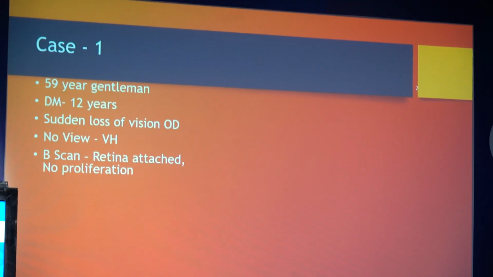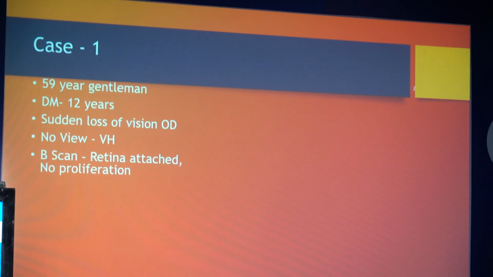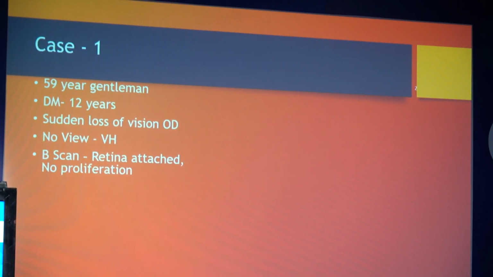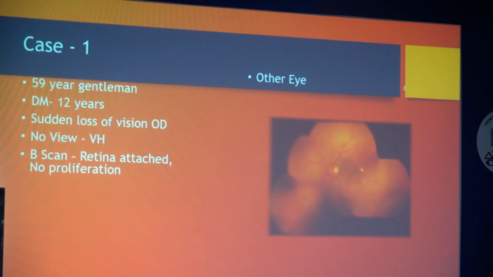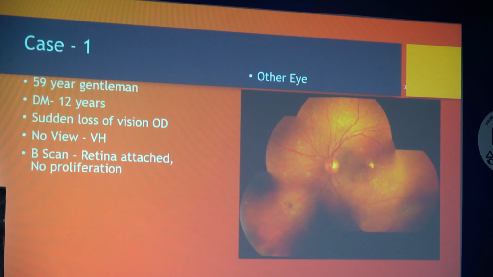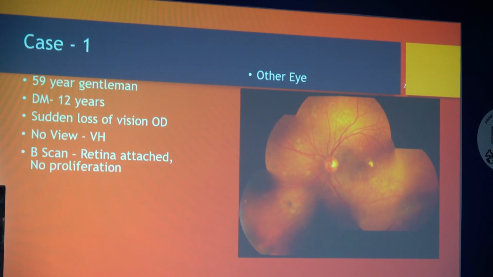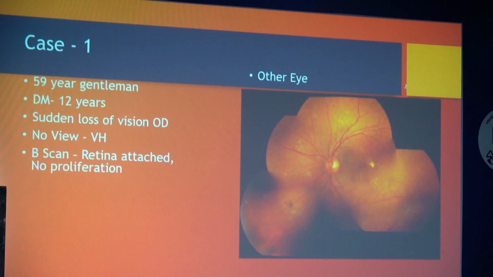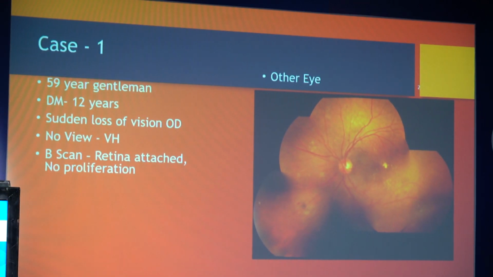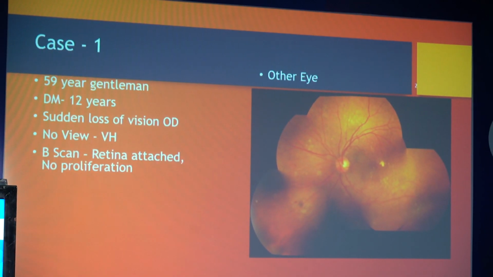So this is a case of a 59-year-old gentleman, 12 years diabetic, with sudden loss of vision in the right eye due to vitreous hemorrhage. A 12-year diabetic, you know that it is usually PDR that has caused the vitreous hemorrhage. The B scan showed the retina attached, no proliferation seen. The other eye showed mild to moderate NPDR changes, or maybe severe NPDR changes, all the more giving us reason to guess that the cause of vitreous hemorrhage is PDR in this eye.